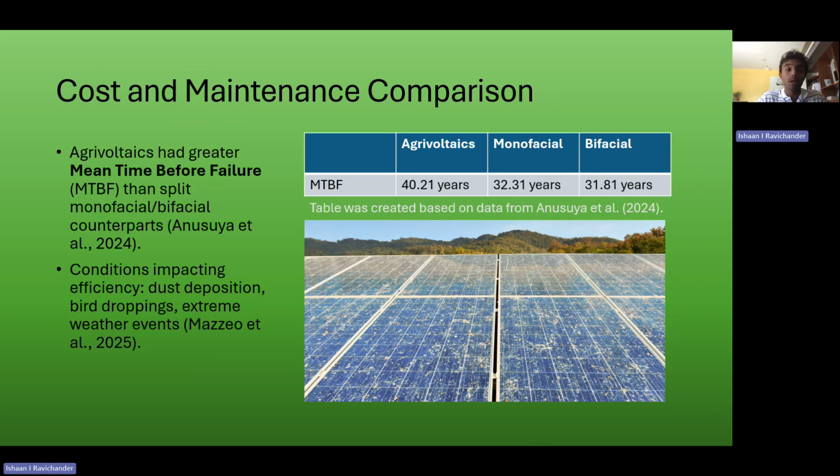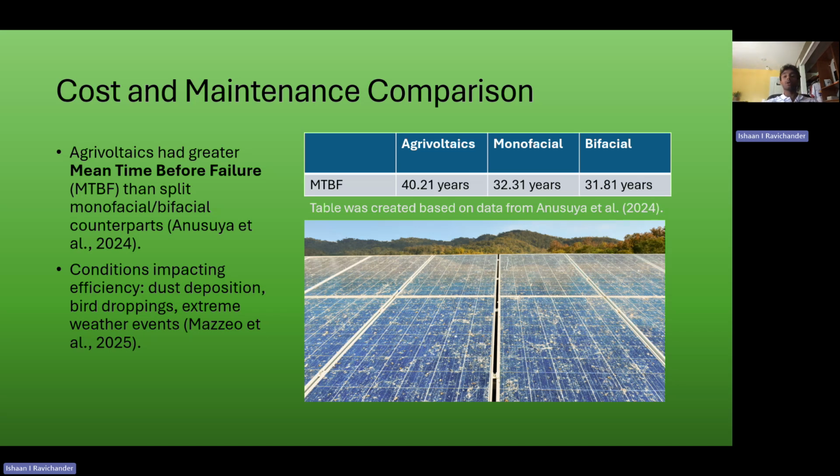So moving on to maintenance and cost, maintenance comparison. Agrivoltaics had a greater mean time between failure found in this India study. They outcompeted their split monofacial and bifacial systems with a MTBF of 40.21 years compared to 32.31 for monofacial and 31.81 for bifacial systems, respectively.